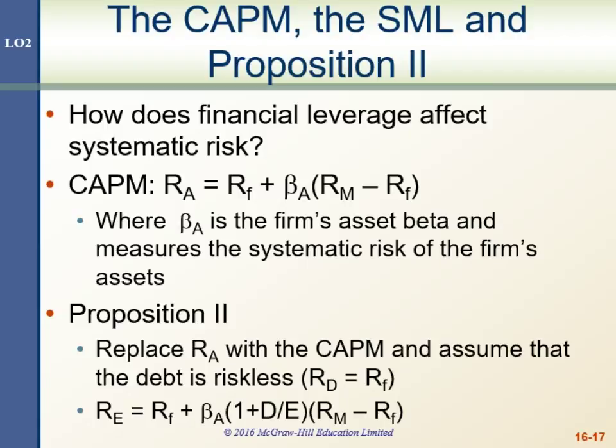So here we move on to discussion of M&M Proposition 2, and here we're talking about the components of the return on an investment in the firm. So we're using the capital asset pricing model and its security market line. The security market line is basically the return on any security is equal to the risk-free rate plus the beta of the security times the market risk premium.